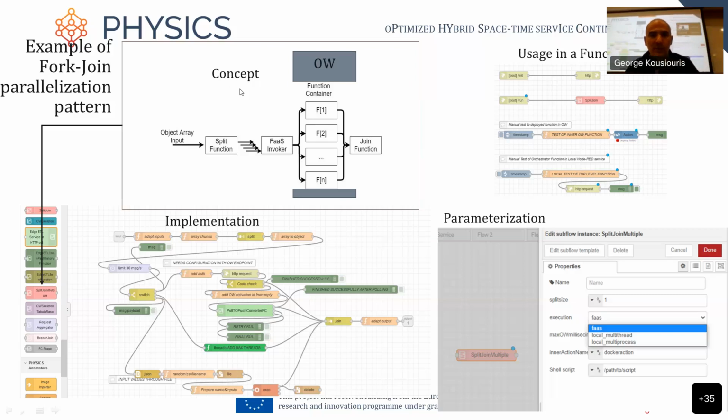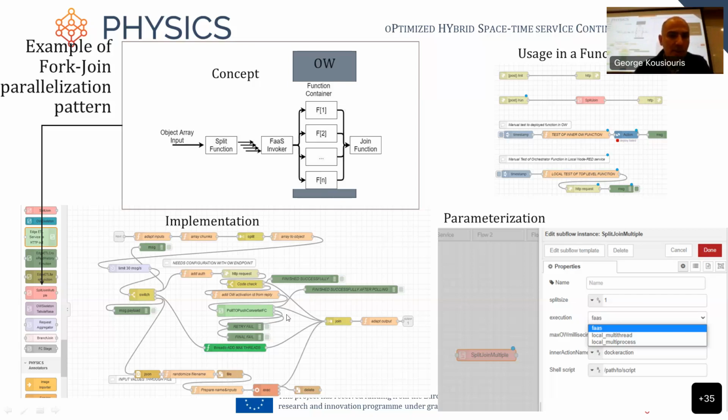So in this case, you can see as an example, we start out with a concept. So how the concept of fork join is mapped to the event-driven function-oriented paradigm. So we consider having an array input. This array input is then split into individual messages, one per row, for example, or one per multiple rows, depending on the split size. Then a FaaS invoker gets its message and does an invocation towards the FaaS platform. This results in having n parallel containers. And then in the end, the join function joins the results of all the containers. So starting from that, we implement it as a subflow.